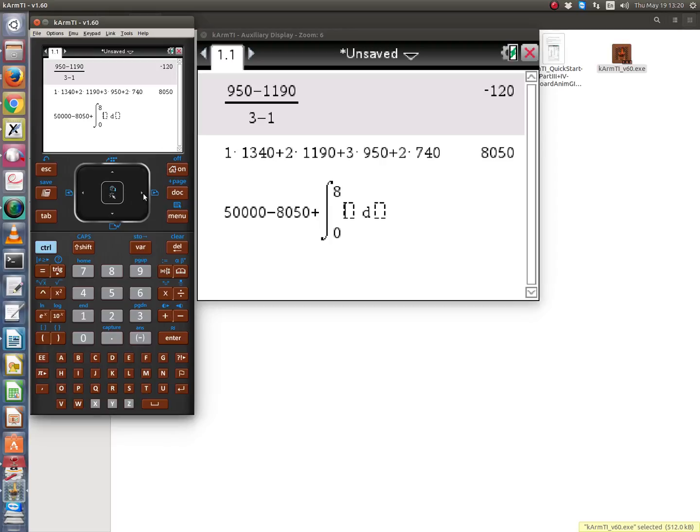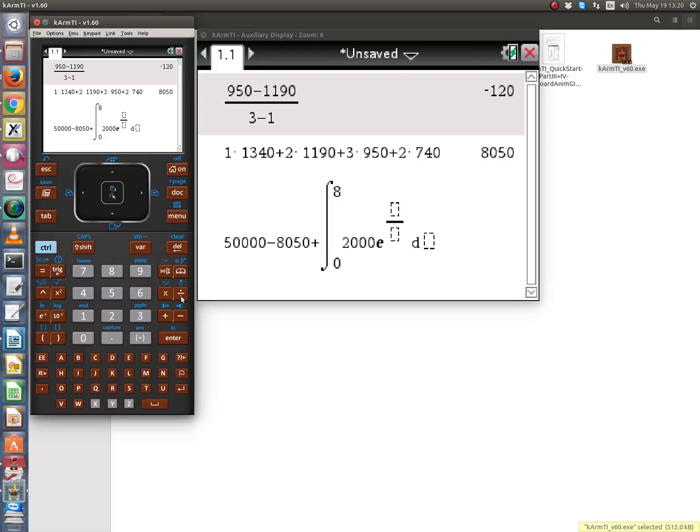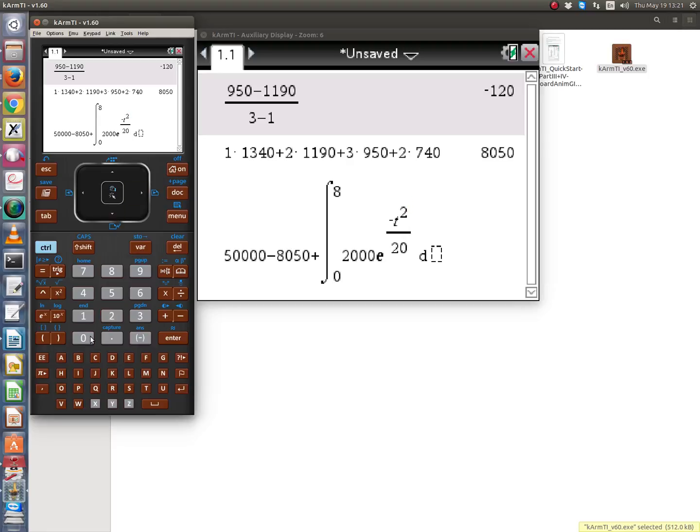under the function, well, this is now 2,000 e to the negative t squared over 20. That's sort of hard to read. That's correct, but you could do this instead. There you go. Negative t squared over 20. I'm doing this with respect to t, right?